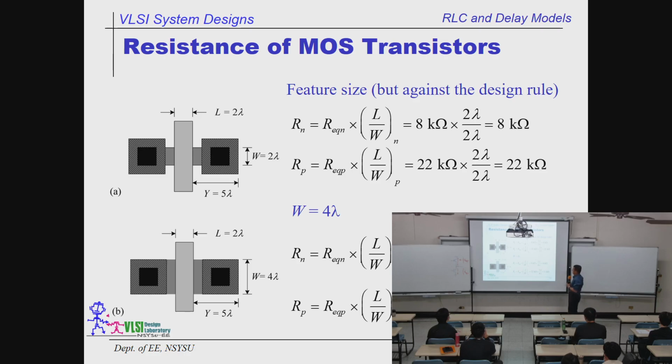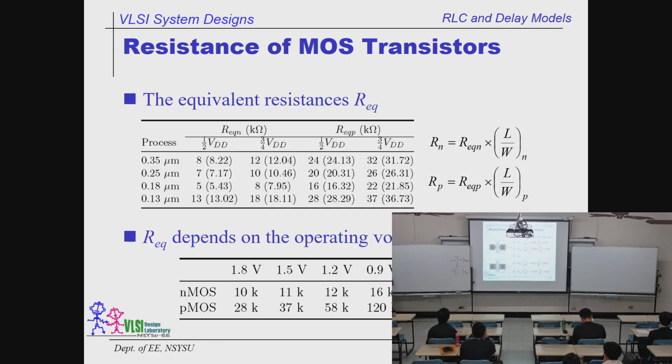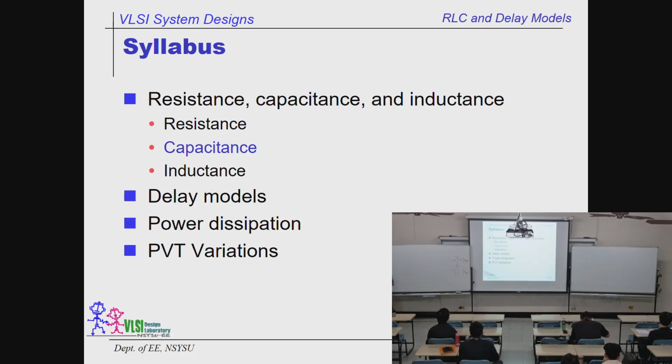And these numbers are for the voltage not equal to 1.8. You can go back and check it out. It's here. They use these numbers, 8 and 22, okay? 3/4 of a VDD. All right, this is just a simple introduction of the resistance for every material that we use on the silicon.